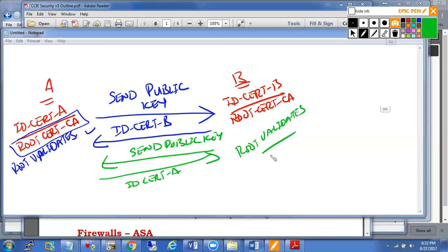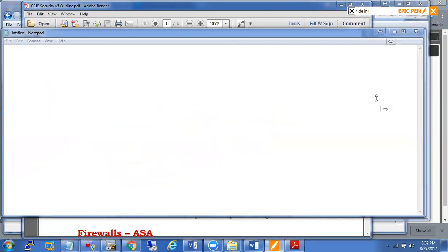Remember that PSK is doing the validation and all that? This is your PKI validation done through the CA server. Now I have the public key, each other's public key with me. I can now start encrypting data to each other. Everybody okay with this? You guys got it? Any questions about this?